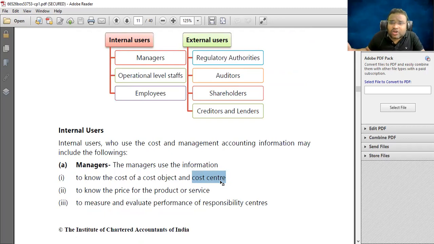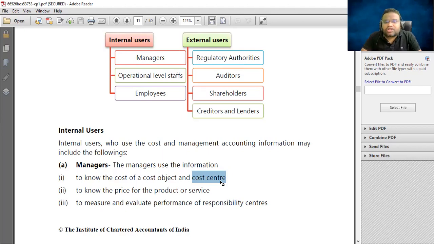If I didn't explain what a cost object and cost center is, how can you understand this point? That is the reason I may not go in sequence, but at the end of the chapter, you will be very clear that we will be covering each and every topic in the study material.